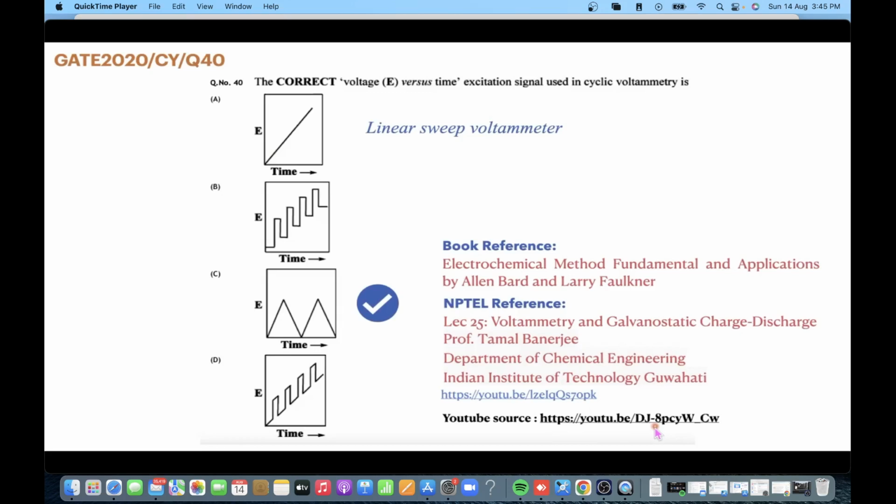So actually I don't know what B and D belong to, but it is definitely not cyclic voltammetry because it doesn't go with the parameters that we know. It is not going for the switching potential, it is also not going in a negative direction after some time. So it should be in a cycle. First if it is increasing, then it should be decreasing also.